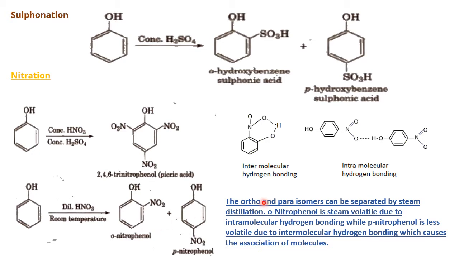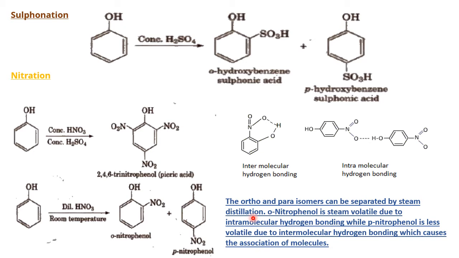See here, the ortho and the para isomers can be separated by steam distillation. This chapter was deleted from the 11th class, so we don't know. So distillation we carry out on many grounds: normal distillation, steam distillation, or distillation under reduced pressure. All those distillation techniques are there, but this is what? Steam distillation.